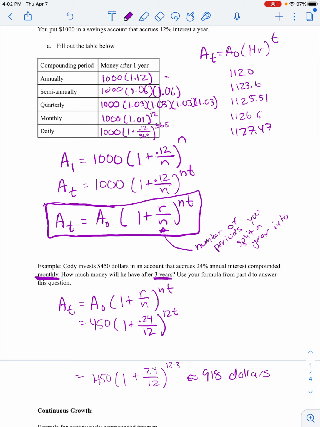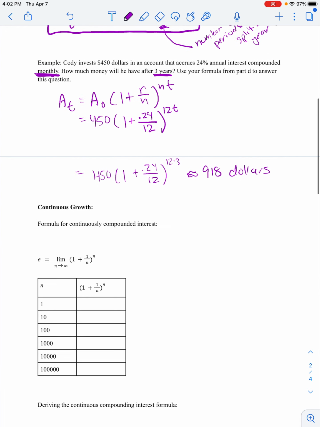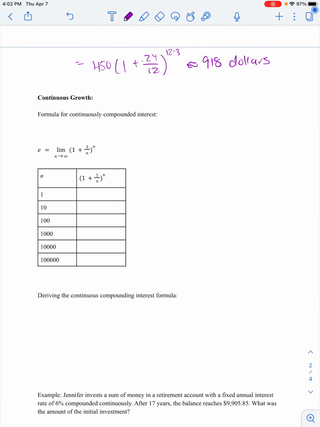Okay, so there's one more type of problem, which is, let's say that you can continuously compound your interest now. So what does that really mean? That's basically if you split your year into tiny pieces. So instead of compounding daily, maybe you compound every single second, or maybe every single millisecond. You're basically just constantly compounding it at all times. That's what continuously compounding means.